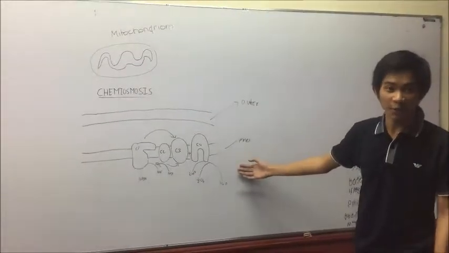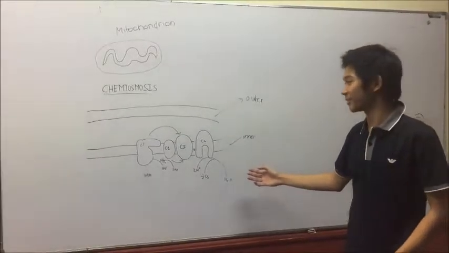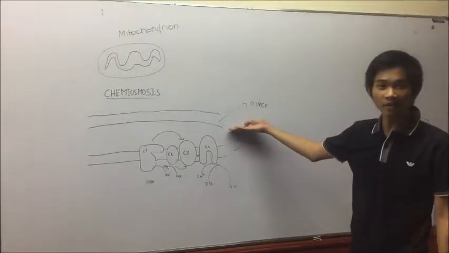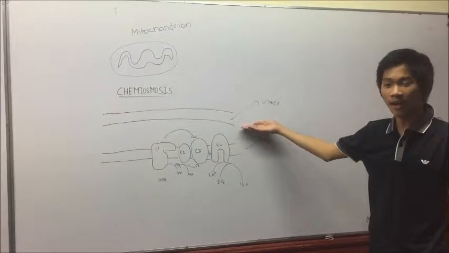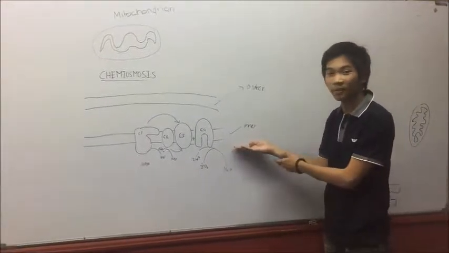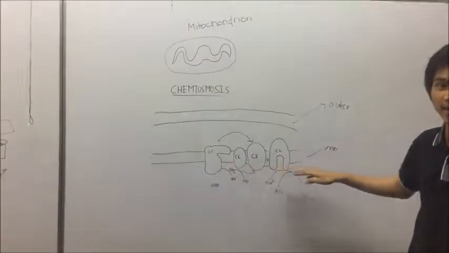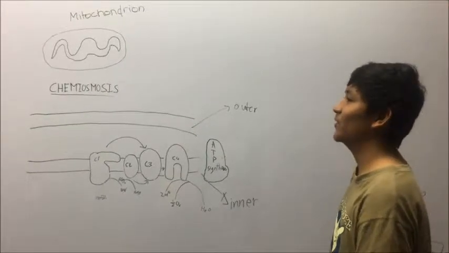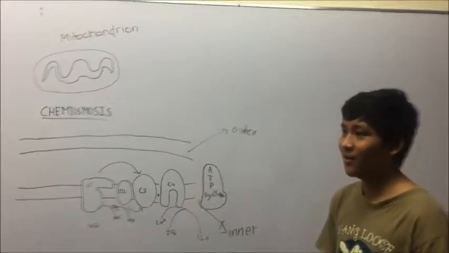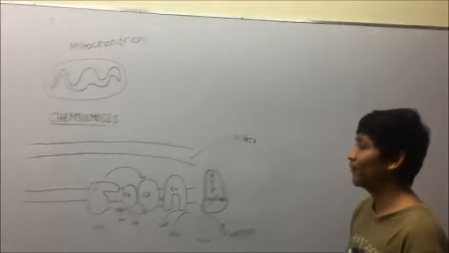This is the overview of the electron transport chain. This is the outer part of the membrane, and this is the inner part. In the inner part, it consists of 4 complexes. The electron transport chain establishes the proton gradient.